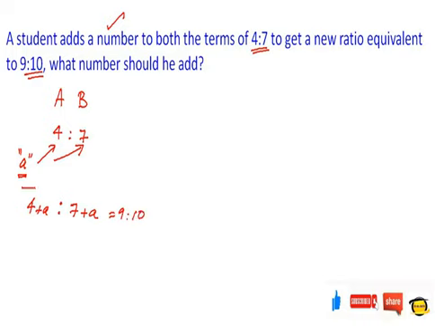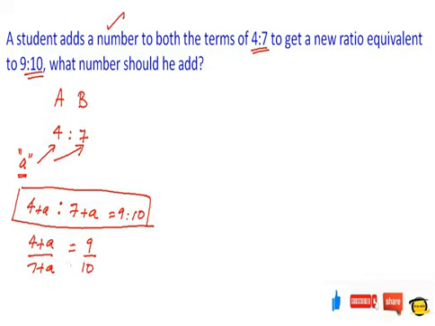So 4 plus A is to 7 plus A becomes equivalent to 9:10. We know that we can rewrite ratios in the form of fractions. So let's try that. 4 plus A divided by 7 plus A is equivalent to 9/10. So when we cross multiply the terms, we are going to end up with 40 plus 10A is equivalent to 63 plus 9A.